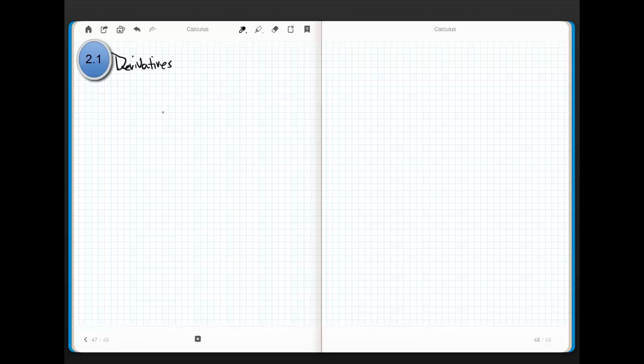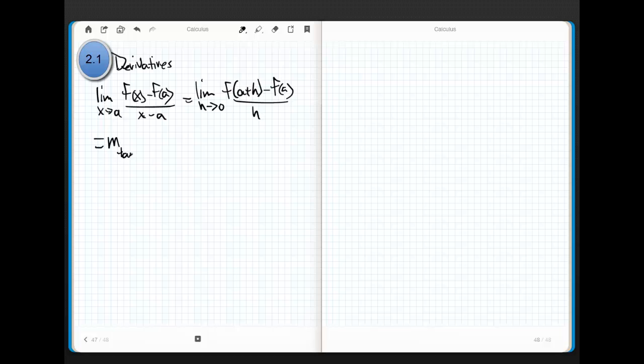In section 2.7, this is called derivatives. We're finally going to give this thing, the limit as x approaches a of f of x minus f of a over x minus a, which is exactly the same thing as the limit as h goes to 0 of f of a plus h minus f of a all over h, which we know is equal to the slope of the tangent line.